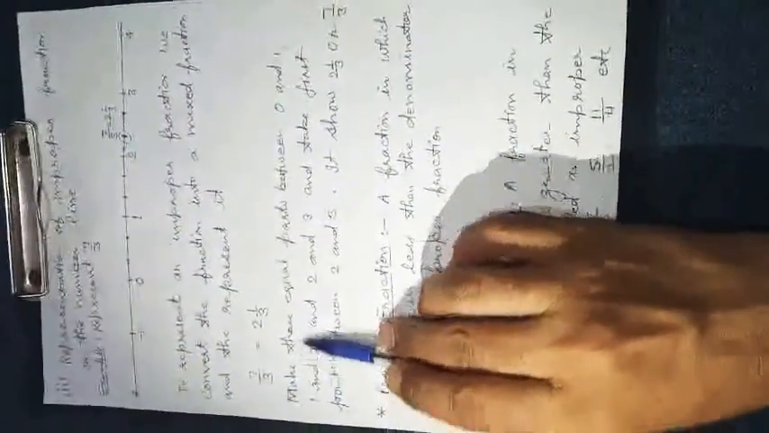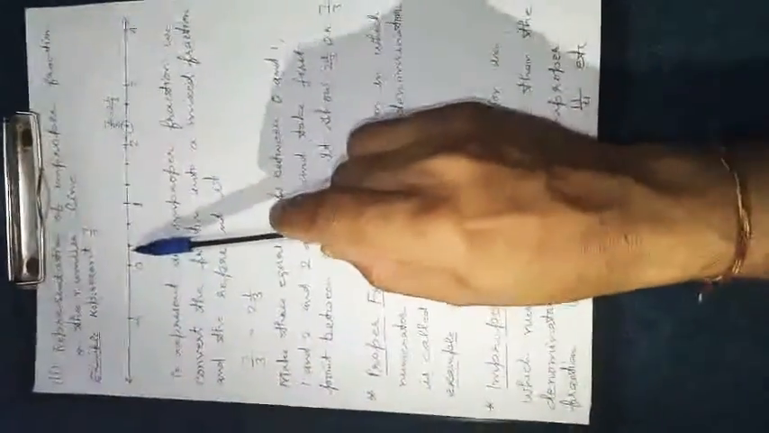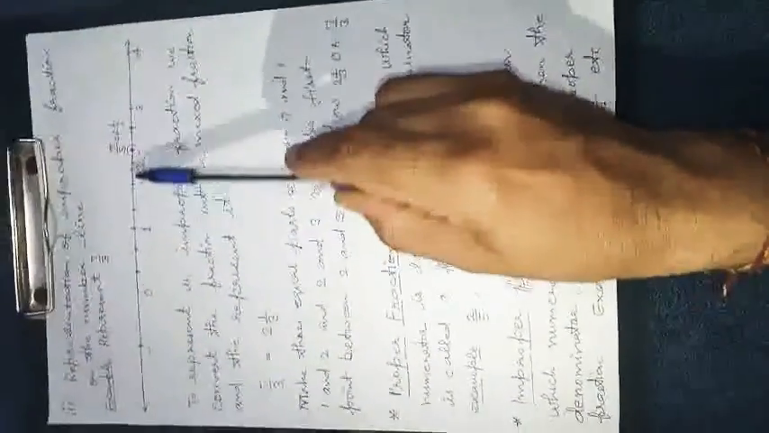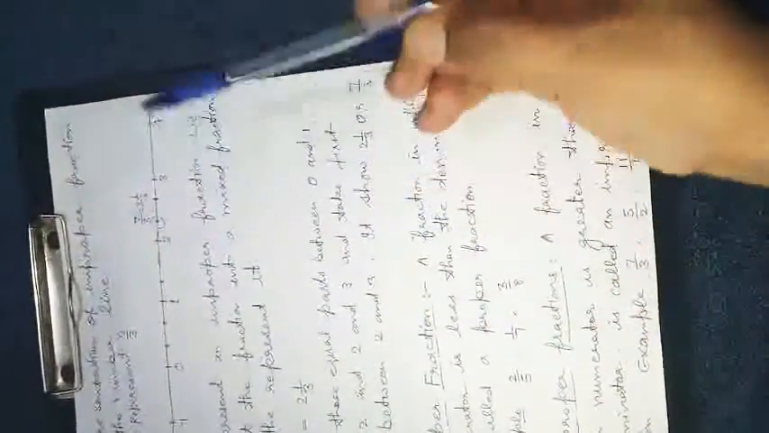Make 3 equal parts between 0 and 1, between 1 and 2, and between 2 and 3. And let's count 7 parts. 1, 2, 3, 4, 5, 6, 7. On the 7th point, we have our required fraction, that is 7 upon 3.